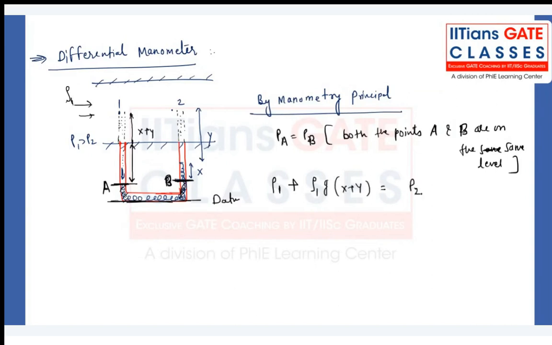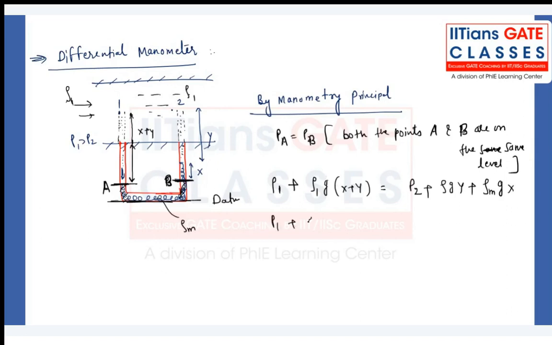P2 plus what can we write? Rho g y plus rho of manometric fluid, let's say rho m g into small x. Whatever the height of the manometric fluid which is being raised, these are the liquid which is there, because anyway the liquid will be what? Rho 1 only, right? So what can we write from here?